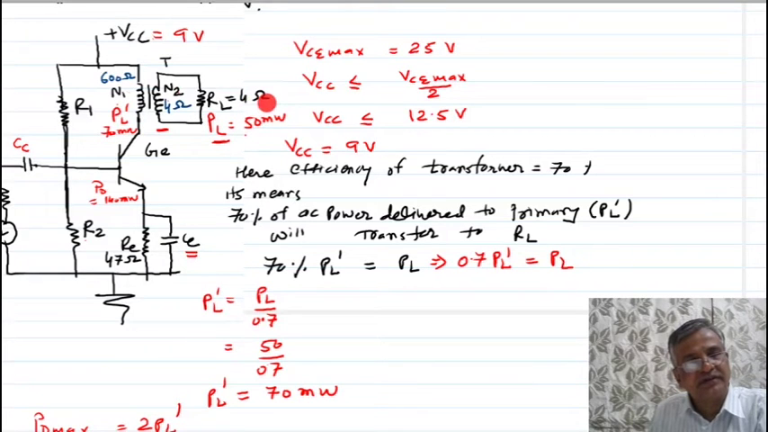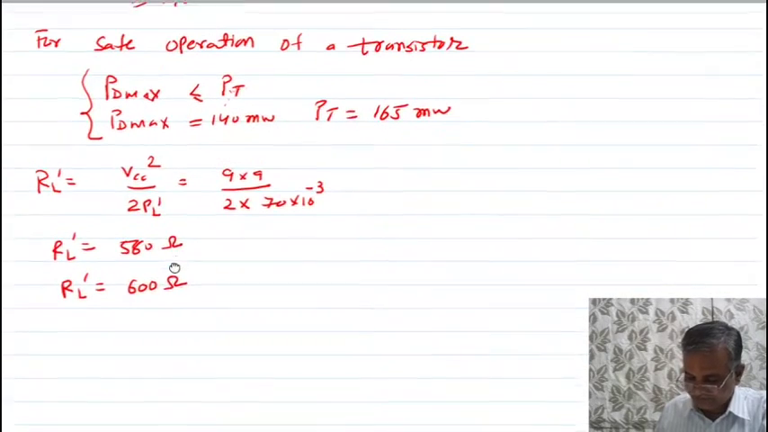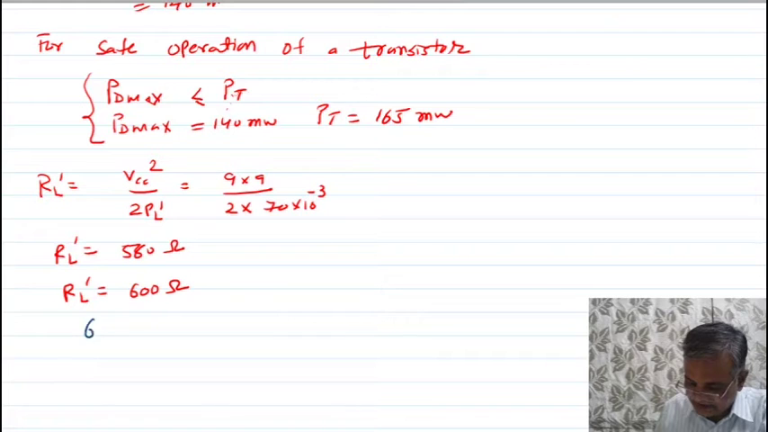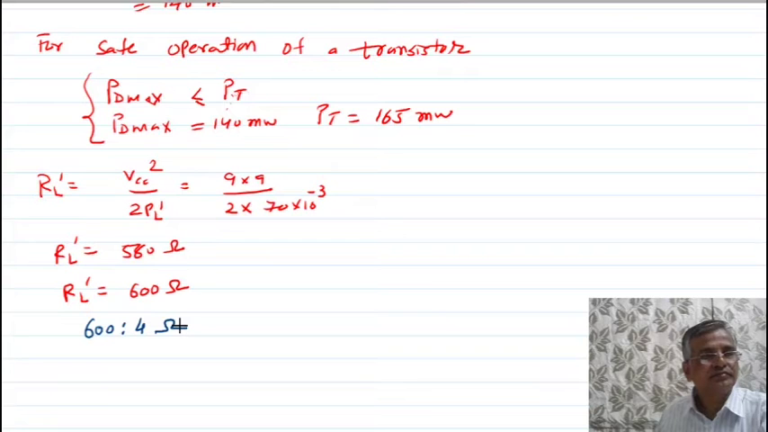What is the impedance here? I have written 4 ohm. This is what they have given. If you have connected the loudspeaker, this is the impedance of the loudspeaker. So this impedance should be 4 ohm, and this impedance should be 600 ohm. So you have to select the transformer whose primary impedance is 600 ohm and secondary impedance is 4 ohm. The transformer should be selected like this, 600 ohm to 4 ohm.